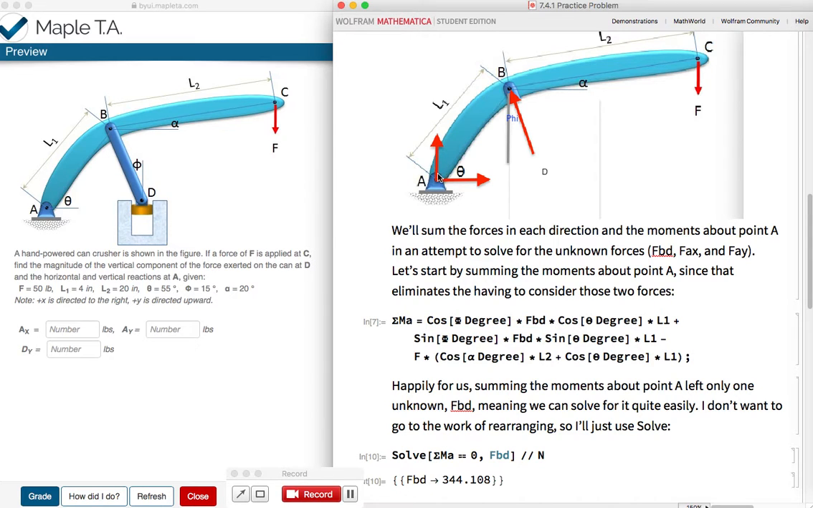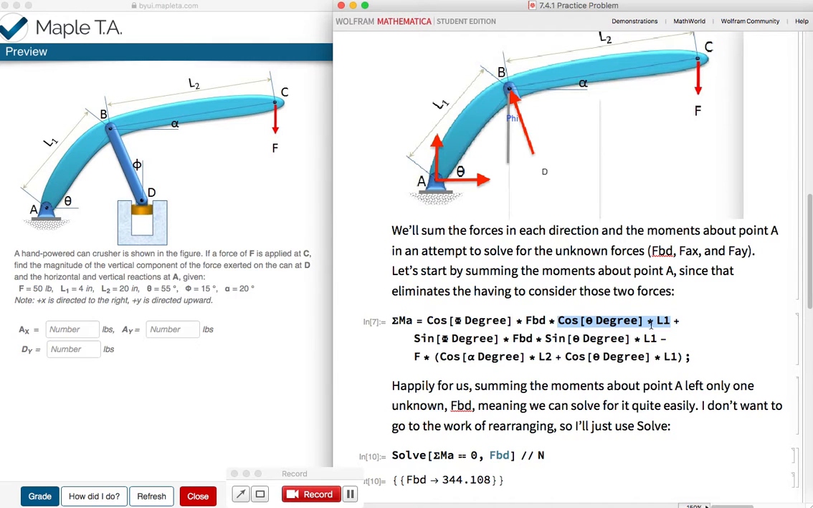So the moment arm distance from A to point B is going to be this horizontal distance. So imagine a right triangle that includes L1 coming down from B and going over from A. So we want the horizontal component of that. So that's going to be cosine of theta times L1. So that's one moment, and that's going to be a positive moment. If you can imagine, that's going to try and turn the handle about point A in a counterclockwise direction. So that's positive, as far as moments go.